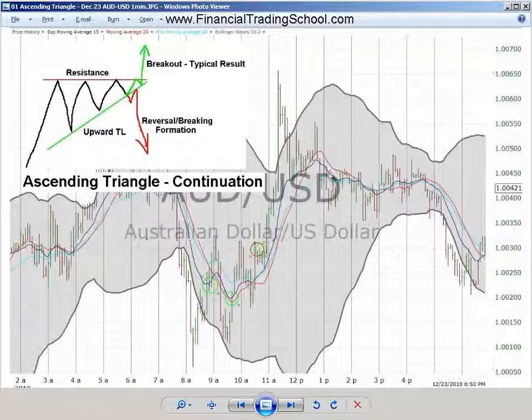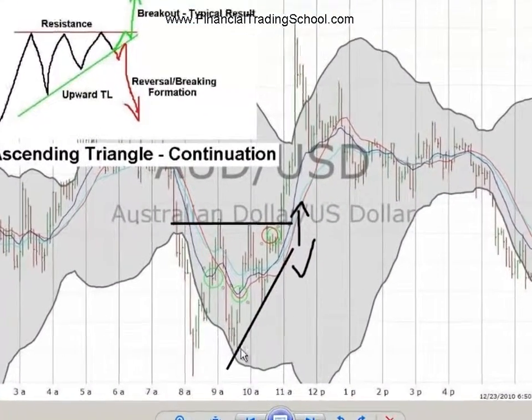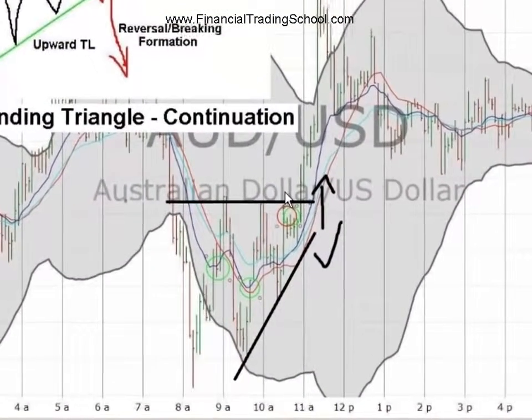Try to find it somewhere here. So pause the video right now. 1, 2, 3, 4, 5. Next slide. This is where the ascending triangle is. You have higher lows, you have a resistance level, it breaks out.